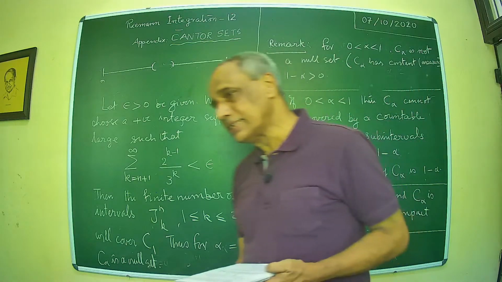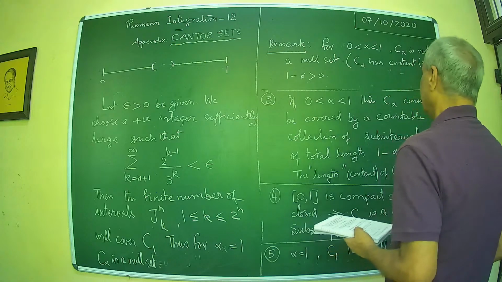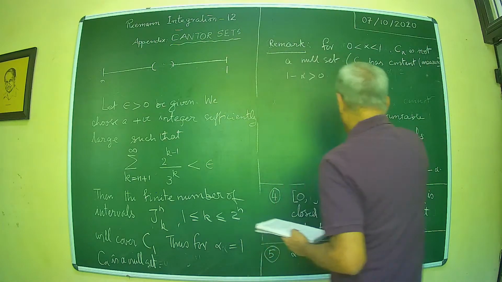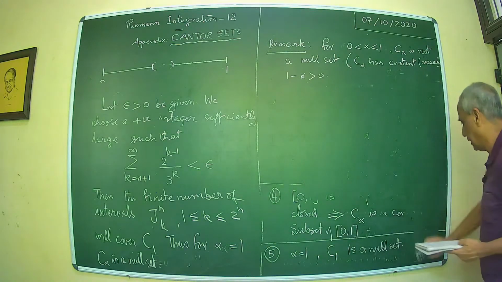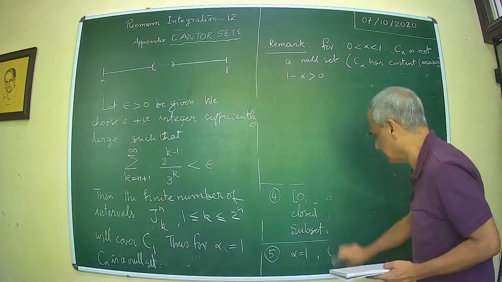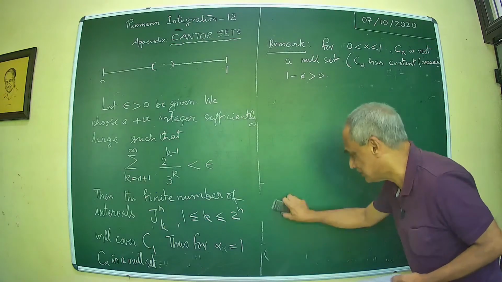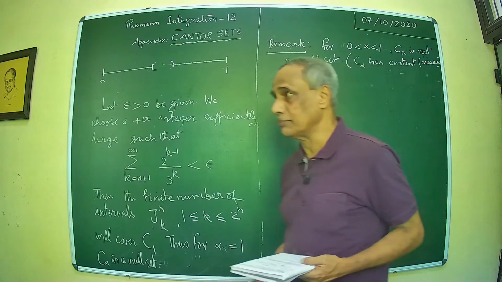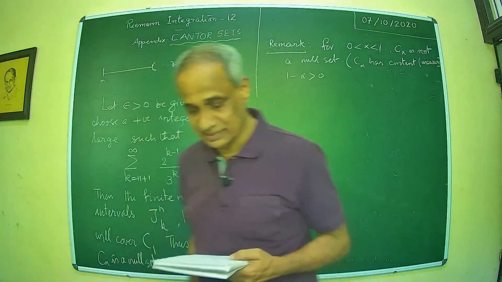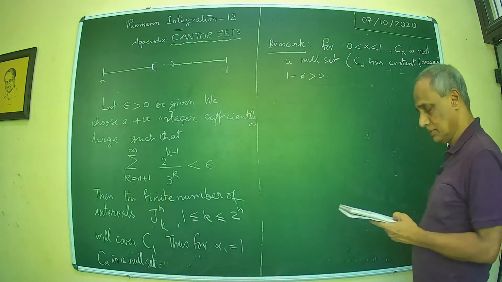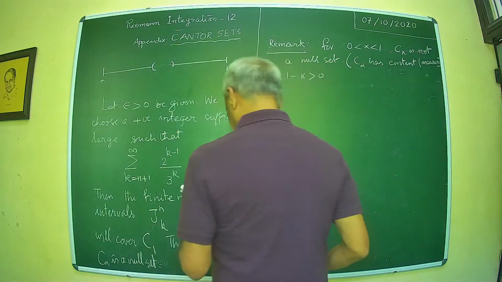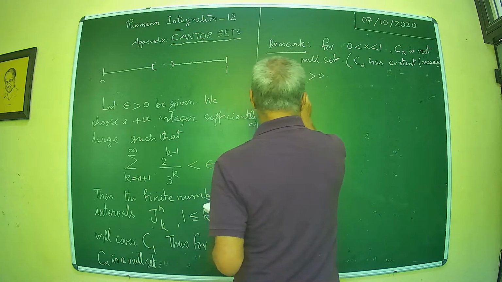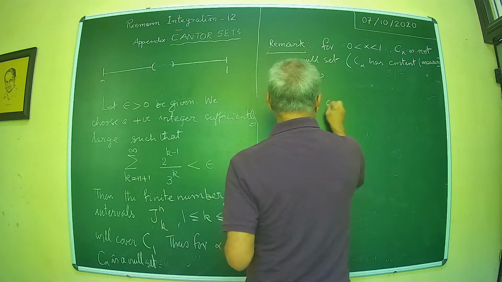Now, one more interesting property for C1 is that C1 is not a countable set. I mean, it will give an impression that this is a countable set, but it's not really. This is the interesting part. Now we can prove this. So C1 is not countable.